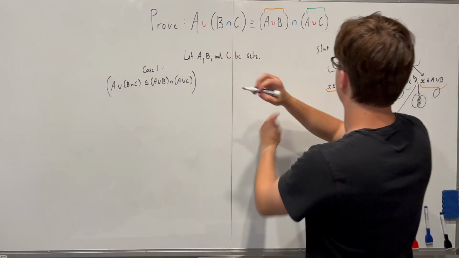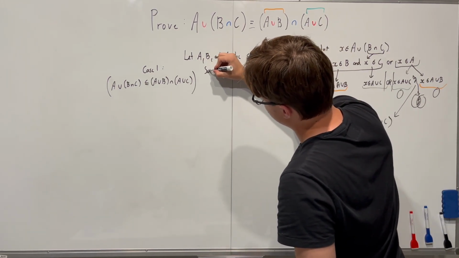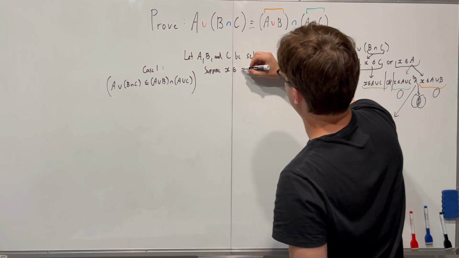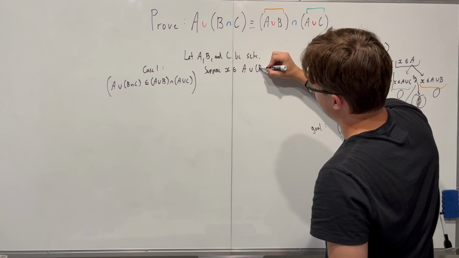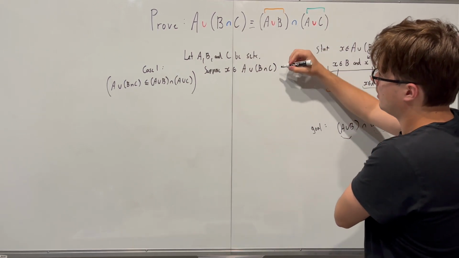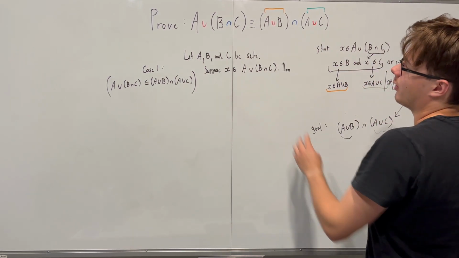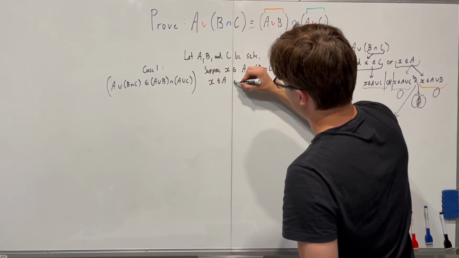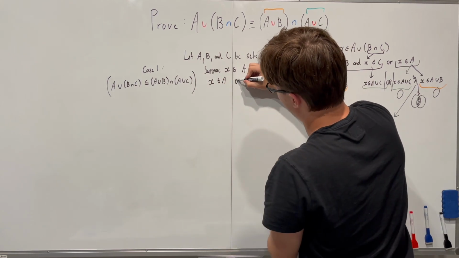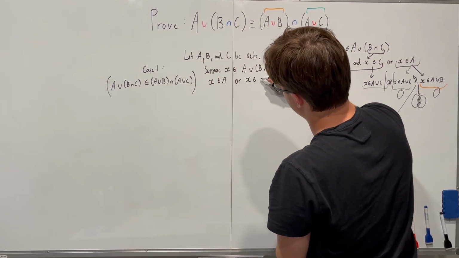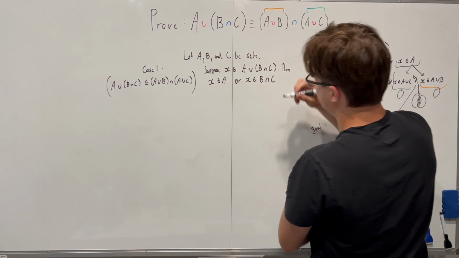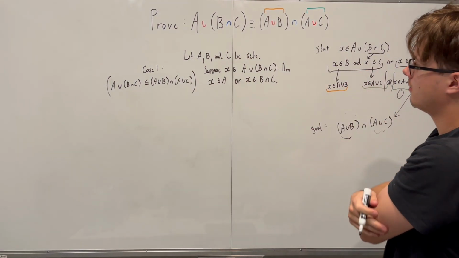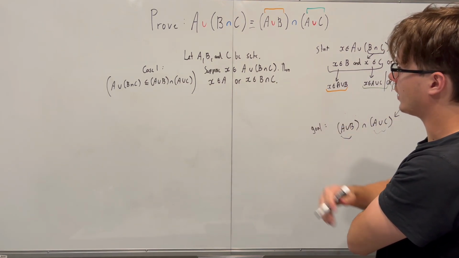So we start by creating our variable x. We say, suppose x is an element of A union (B intersect C). Then let's break apart what this means. Then x is an element of A or x is an element of B intersect C. Okay, we take things slow. We don't want to immediately jump to here. This was just our sketch. Then we can break this apart, or actually no, let's just stick with this.